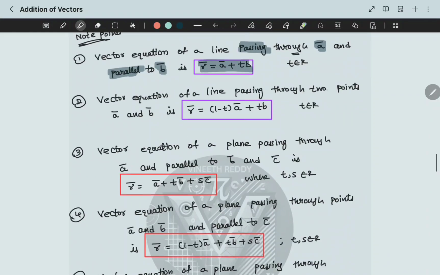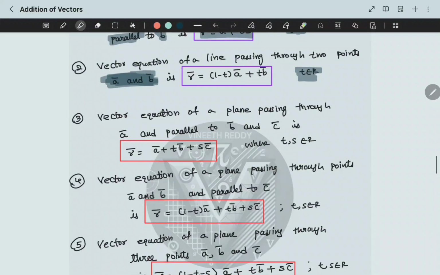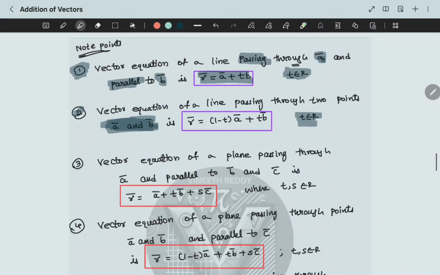Now the vector equation of a line passing through 2 points A and B. The difference between the previous point and this point is, previous point it is passing through A and parallel to B. And in this point it is passing through A as well as B, right? So that equation is R bar is equal to (1 minus T) times A plus TB. Okay, so here we should be writing TB bar. And T belongs to R, okay? And next vector equation. So these are the vector equations of a line.